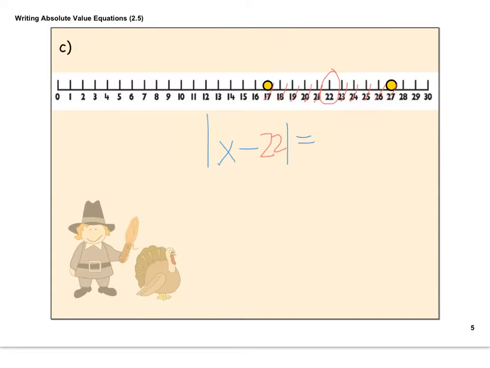Then we're going to count how many numbers did we cross off. Again, only on one side of the midpoint. So we crossed off 1, 2, 3, 4, 5 numbers. So that means this equation is equal to 5.